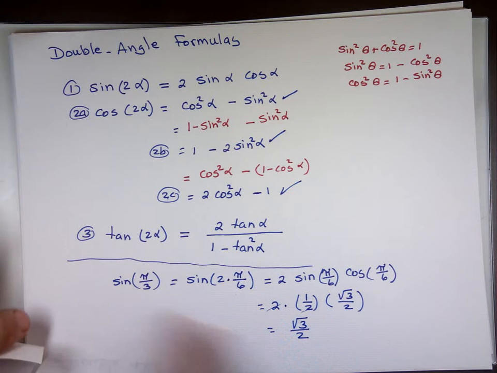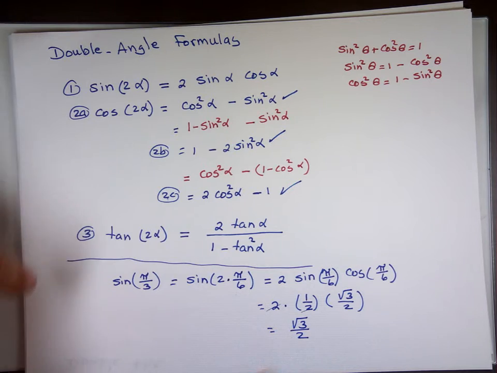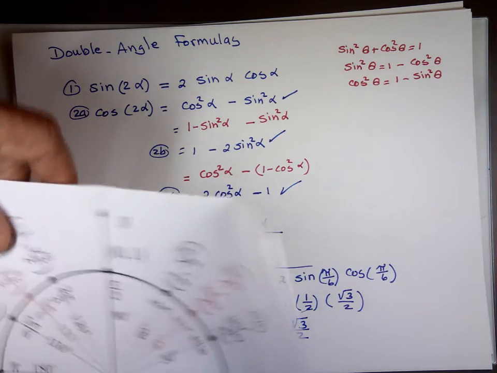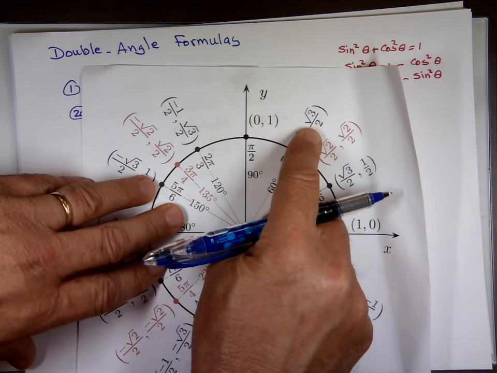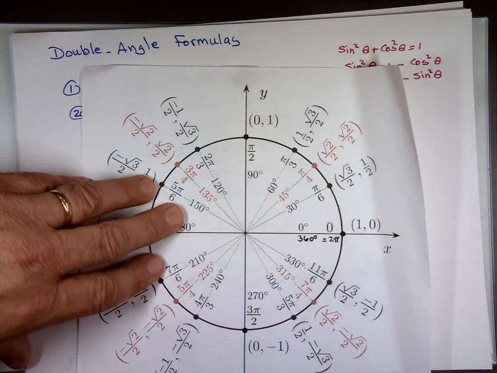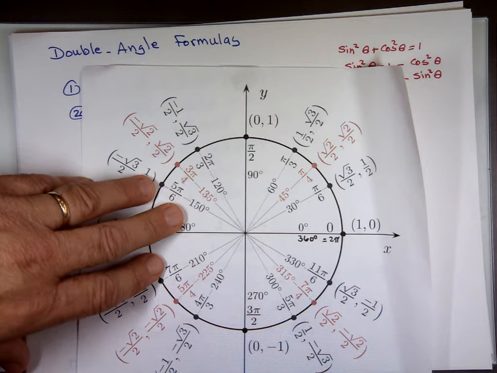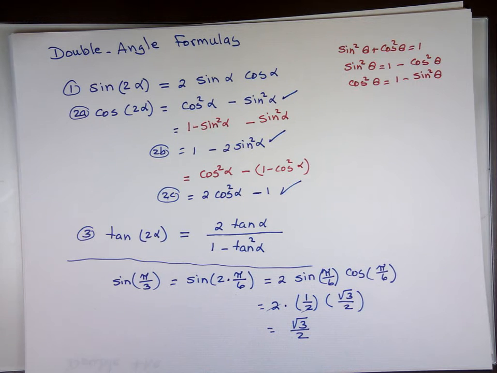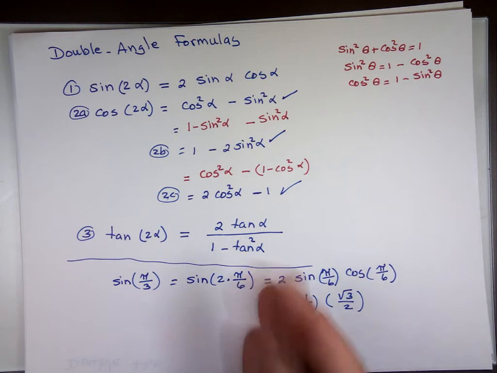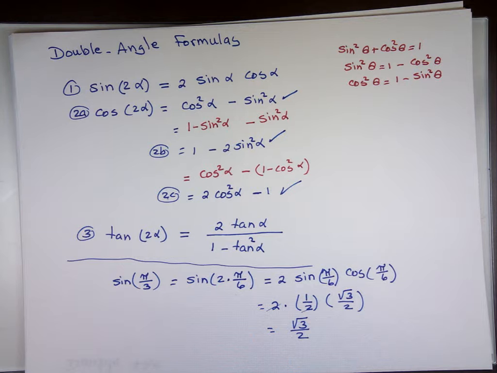Sine of pi over 3 is the square root of 3 over 2. Amazing. I found my new sheet. This is pi over 3. What's the sine? Square root of 3 over 2. So we can actually use that sometimes when something is missing to find the missing value. Let's try another one.